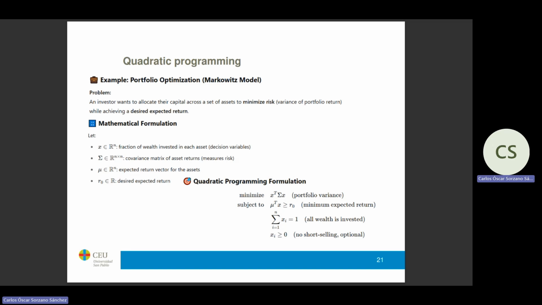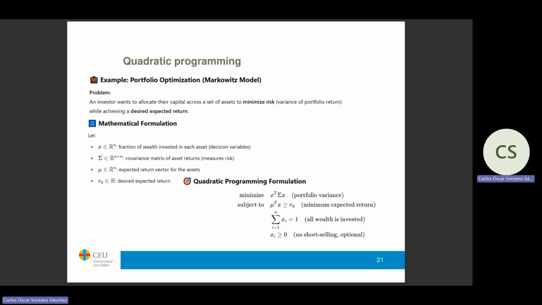So let's say that you are an investor, you have an amount of capital, and you have to allocate this capital to different assets so as to minimize the risk. And the risk, we will define it as the variance of the portfolio return while achieving a desired expected return. So actually this problem is called portfolio optimization, and the solution we will see is called the Markowitz model. Markowitz won a Nobel Prize in economics.